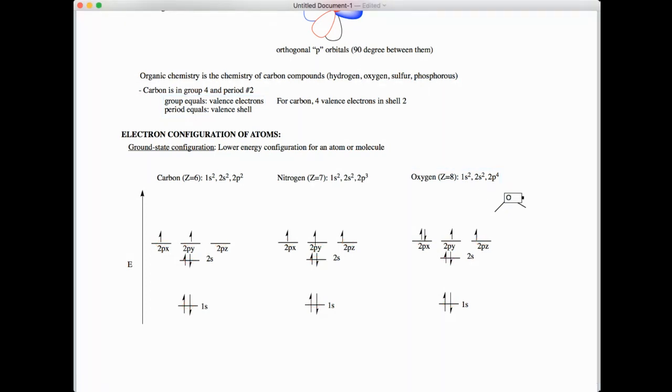So there are only 2 vacant orbitals. Remember, Rachel, the question was how many bonds can an oxygen form to be neutral, right? So 2 orbitals are already full. That's going to be lone pairs. So it can only accept 1 electron here and 1 electron here. So it can only form 2 bonds to be neutral. Doesn't mean that you cannot have an oxygen with 3 bonds and so forth, okay?